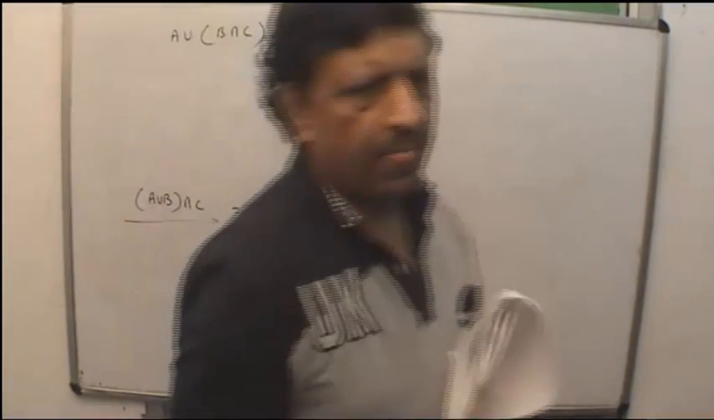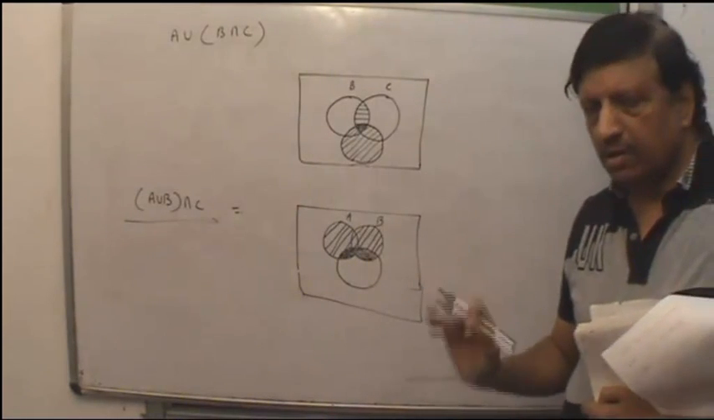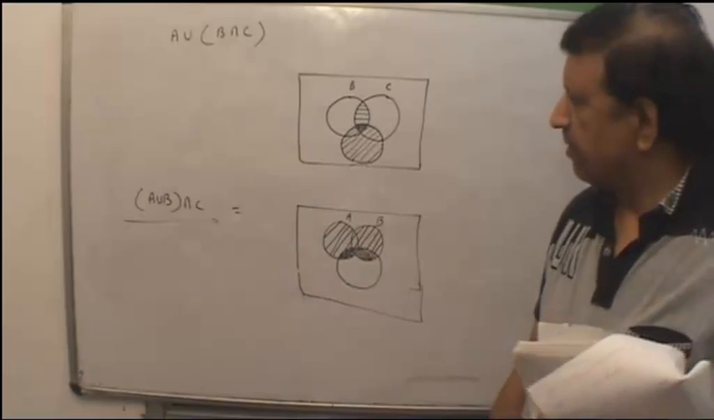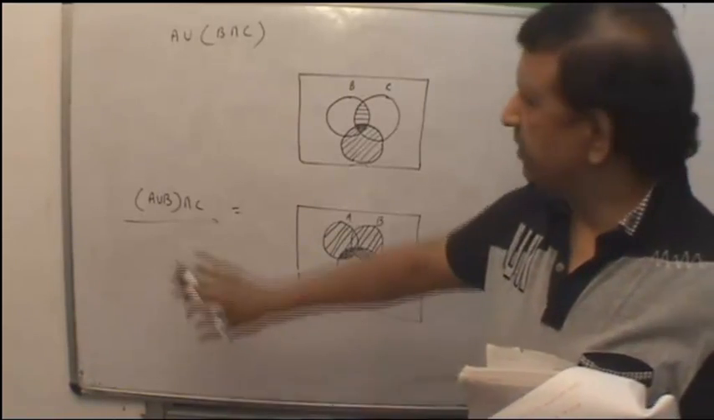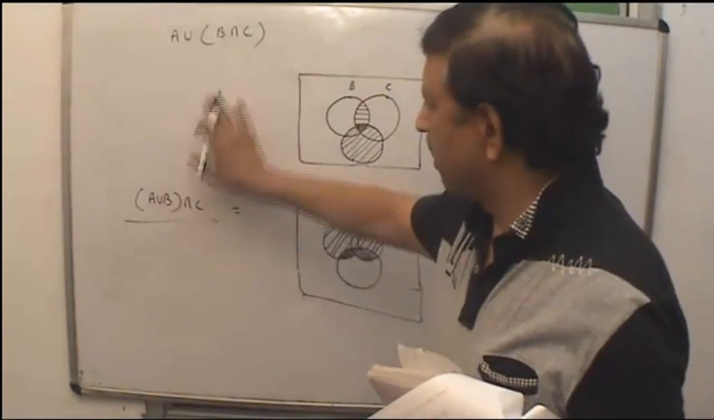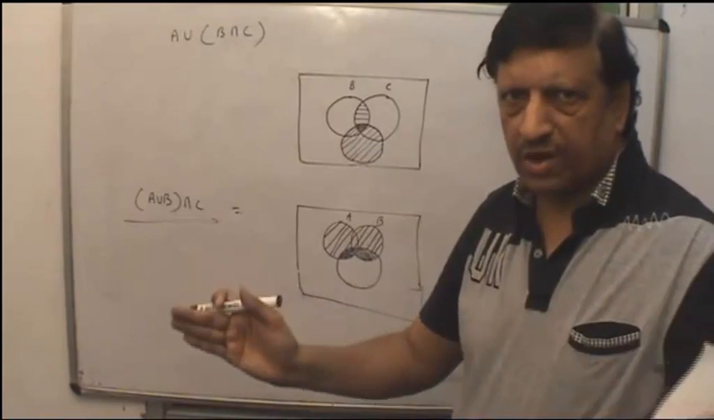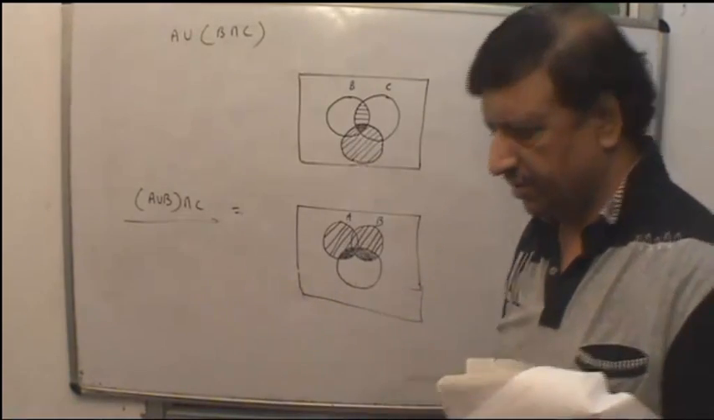In this way, we can draw different Venn diagrams for different sets, particularly when they are three. First, always start with the bracket. Always start with the bracket. From inner, then outside. Inner, then outside.